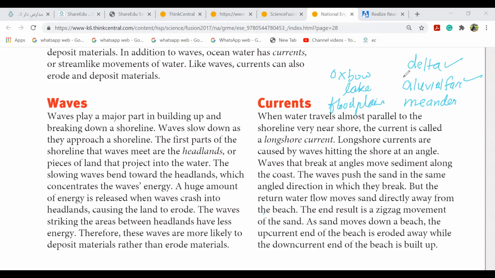So what all is there, girls? Delta, alluvial fan. We used to remember it this way: DAMOF. D for delta, A for alluvial fan, M for meander, O for oxbow lake, and F for floodplain.